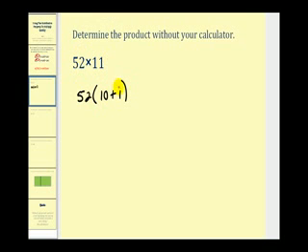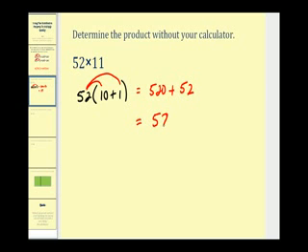And the reason that's helpful is it's a lot easier to multiply by 10 and by 1 rather than by 11. 52 times 10 would be 520 plus 52 times 1 would be 52. So the idea is if you can envision this and you can find these products in your head, you could then find this sum to find the original product. Well, 520 plus 52 would be 572. So 52 times 11 is equal to 572.